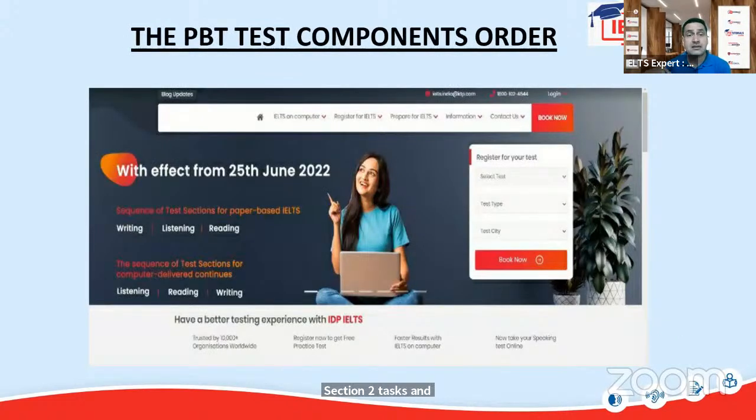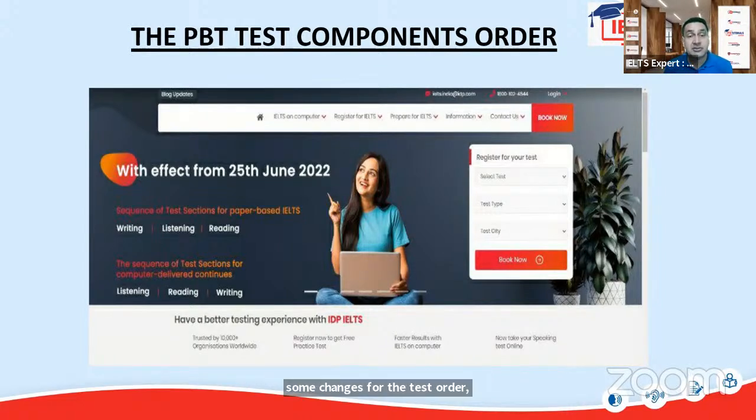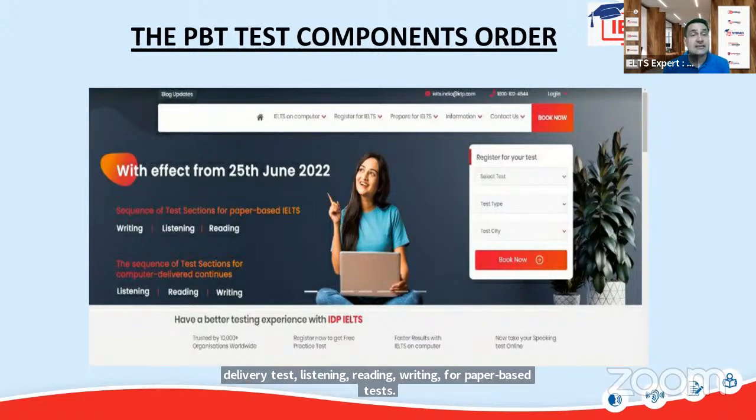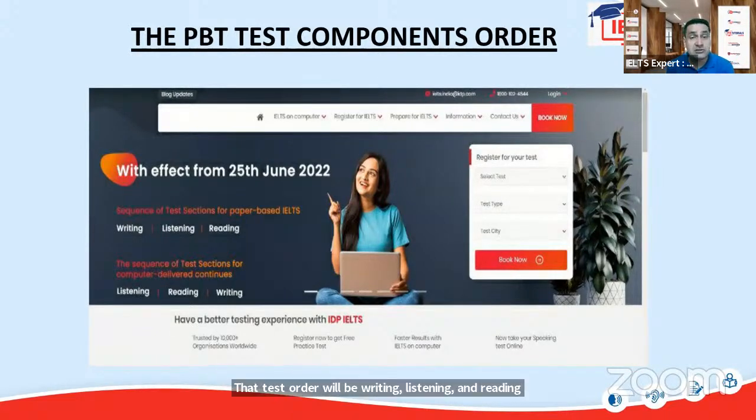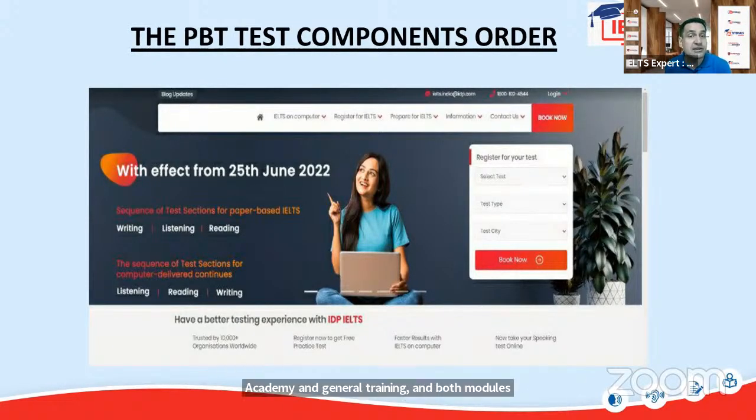So last year, they made some changes for the test order. Listening, reading, writing is going to be the test order for computer delivered test. For paper-based test, the test order will be writing, listening, and reading. So there would be 2 modules, academic and general training, and both modules you can opt for computer delivered test or paper-based test. So paper-based test order will be writing, listening, reading, and computer delivered test would be listening, reading, and writing.